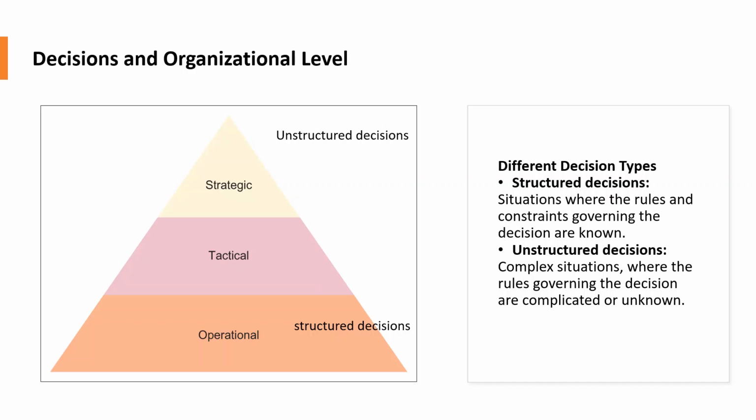As you go down the various levels of management, going to the operational level, the decisions become structured. That is situations where the rules and constraints governing the decisions are known. So the decisions that are made can easily follow a certain rule or procedure. So at the operational level, the people there, in what they do, follow, for example, documents, policies, or whatever governs how things should be done.